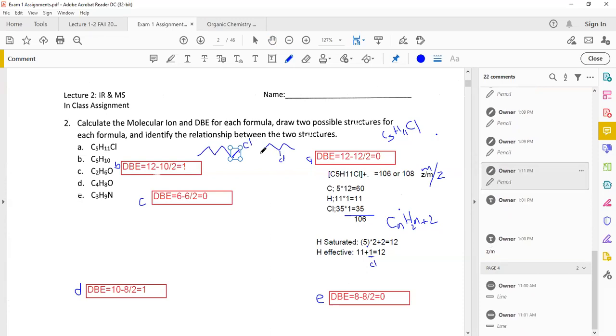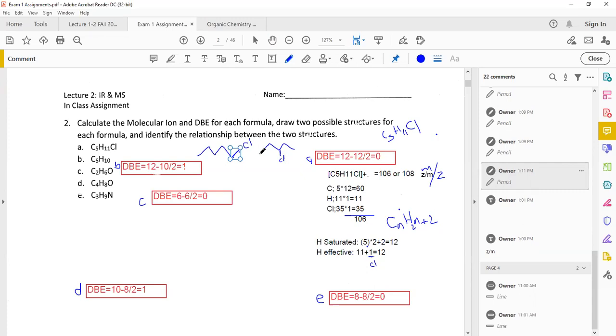The other way is having a linear structure with the chlorine in between. I have 1, 2, 3, 4, and 5, and the chlorine is here on carbon 3. I can also move the chlorine to carbon 2. It doesn't matter, because when I count, this one is a CH3, this one has CH2, and this one has 1 H. I'm just changing the position of the chlorine and the hydrogen, but I have the same amount of carbons, hydrogens, and the chlorine.